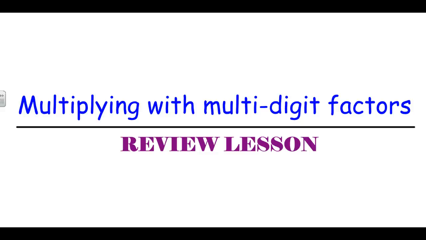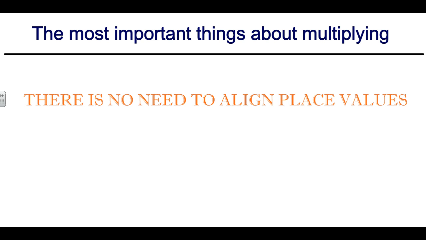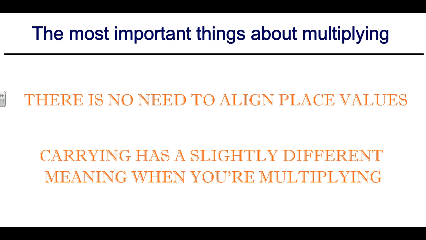So this video is a review of multiplying when we have multi-digit factors, and this goes along with the multiplying with one-digit factors. That is another review video lesson. And so as with that lesson, the two most important things that we can remember about multiplying are there's no need to align place values. Now, if we have only integers, the place values will be aligned by default. If we have decimals, they won't necessarily be, but we don't need them to be because we're using multiplication. And that carrying has a slightly different meaning when you're multiplying.